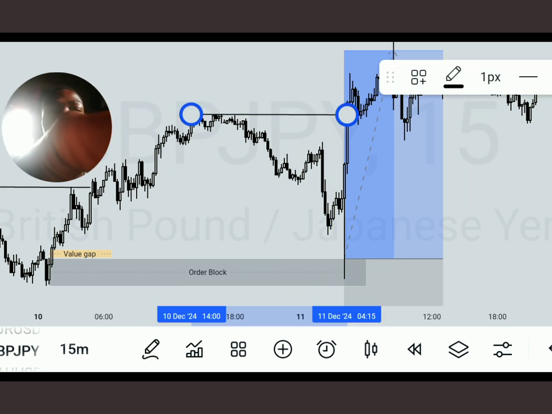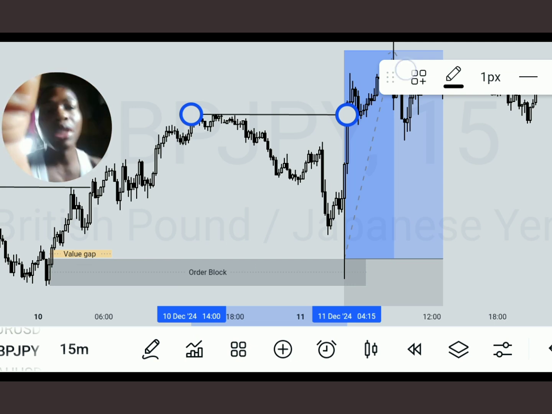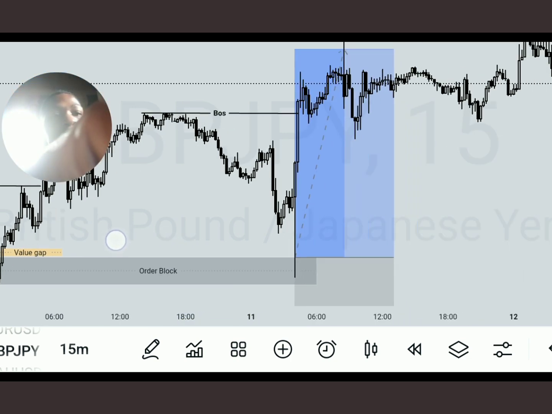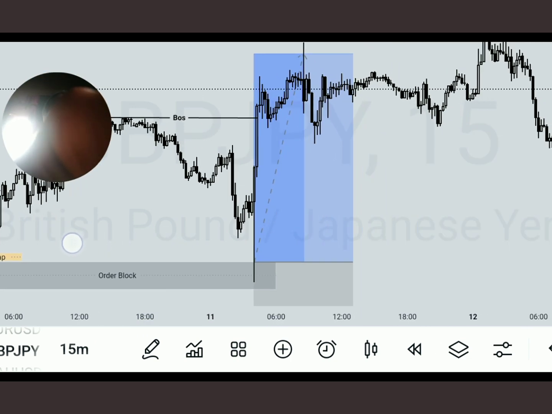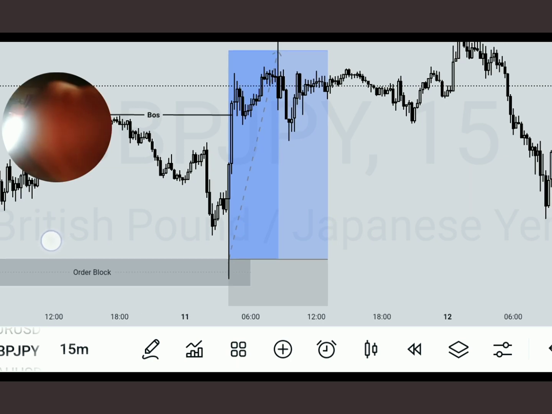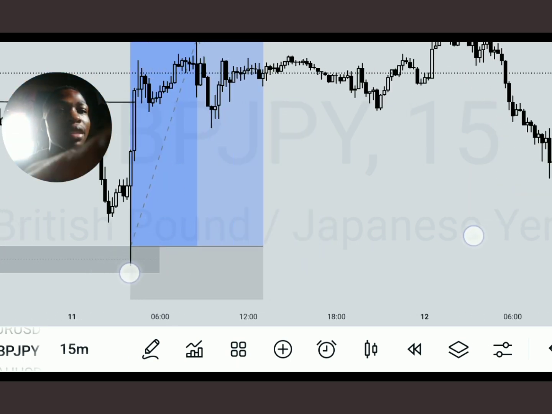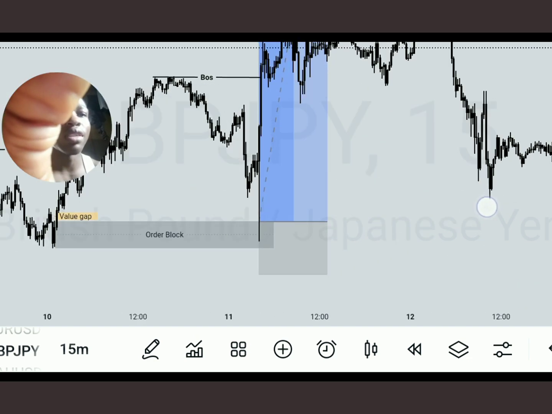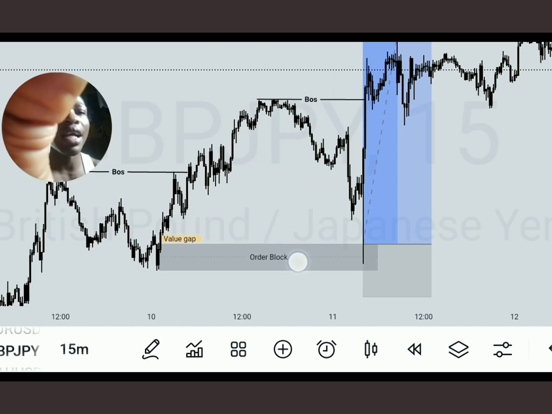This is how we will be doing it and be catching so many pips by following these rules. And the order block is here. Then it will react from here. Have you seen it? So this is how you can identify an order block.